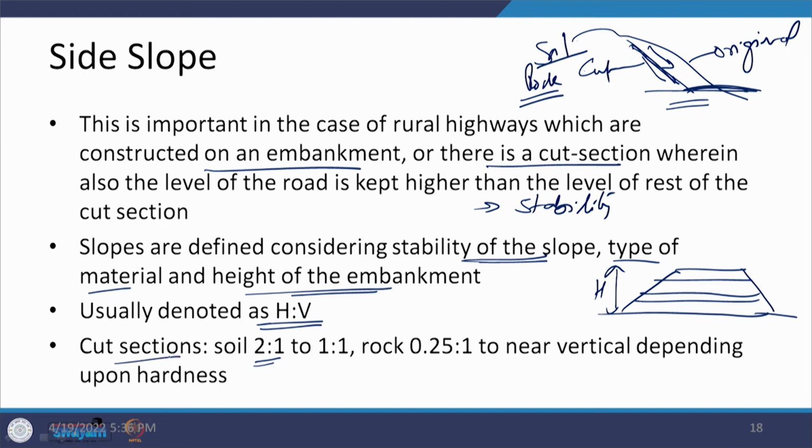Then, when we are looking at the cut sections, if it is soil, it can be 2:1 to 1:1, but if it is a hard rock, then it can be quite steeper. It can be 0.25:1, meaning you are moving very little horizontally but going high, and it can also be almost vertical, depending on whether it is quite stable by itself and quite hard and there is no possibility of movement of the material.